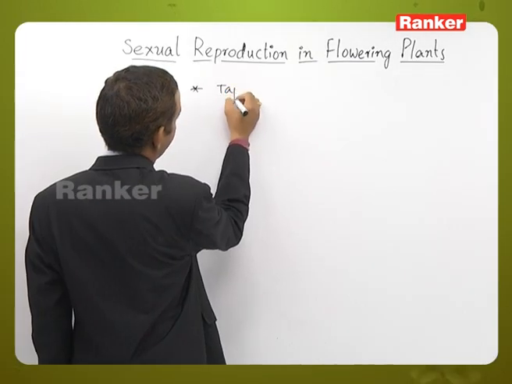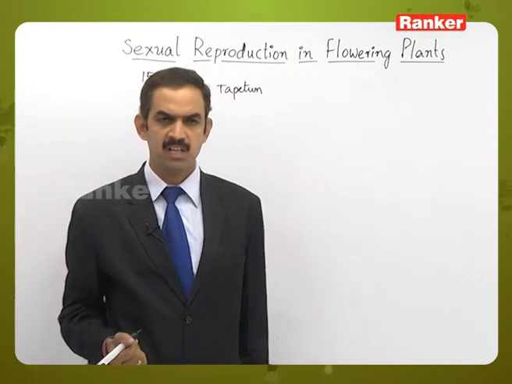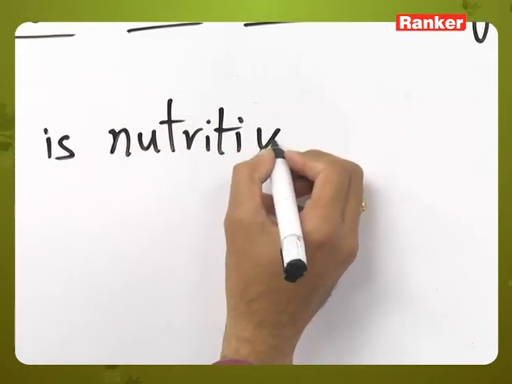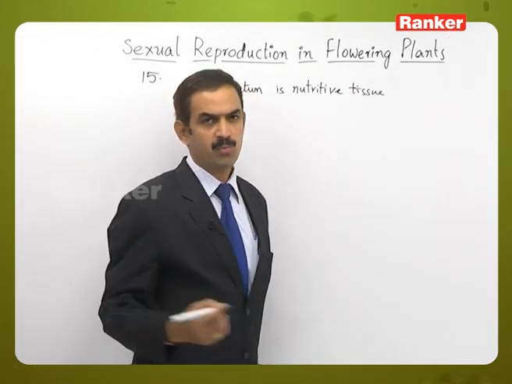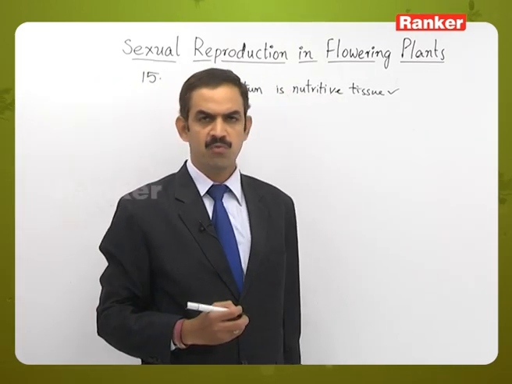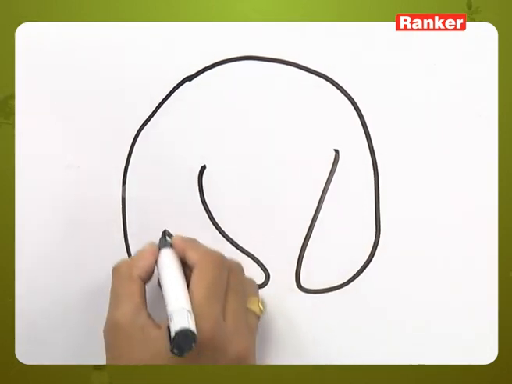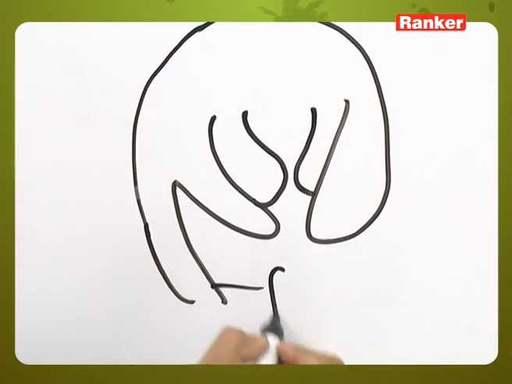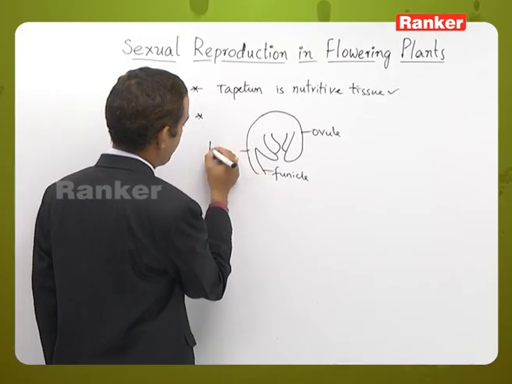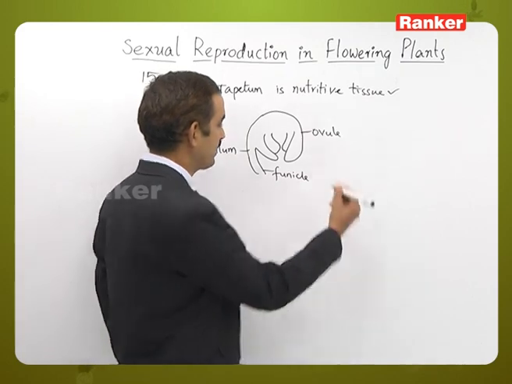So here, the tapetum is the innermost layer of the anther wall, which provides nourishment to the developing pollen grains. It is a nutritive tissue. So this statement is correct. The second statement, hilum represents the junction between the ovule and funicle. If you see the structure of this ovule, this is the funicle and this is the actual ovule body. The funicle and ovule join at a point called the hilum. So the hilum acts as a junction between ovule and funicle. So this is also correct.